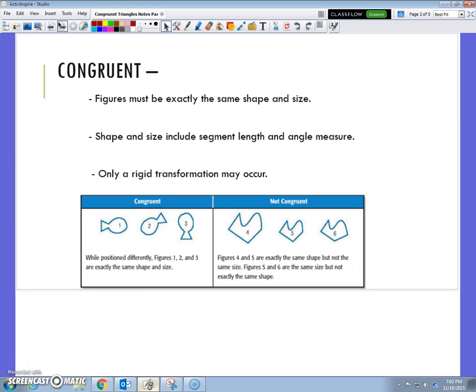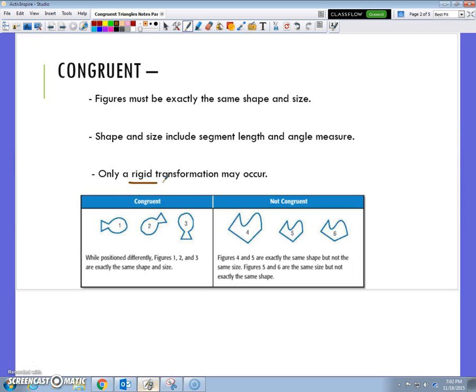a rotation would be fine. However, if you start making it bigger or smaller, even though the angles may stay the same, the shape is changing size, and that's not a good thing. So only rigid transformations are allowed.